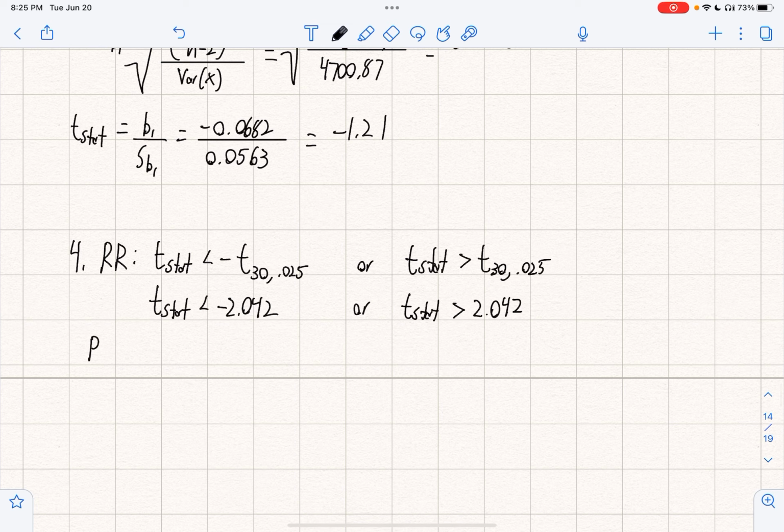Our p-value, this is two-sided, so we multiply by 2, so it'll be 2 times the probability of T with 30 degrees of freedom, n minus 2 degrees of freedom, bigger than the absolute value of T-stat, so absolute value of negative 1.21. And if we calculate that, we get 0.235.